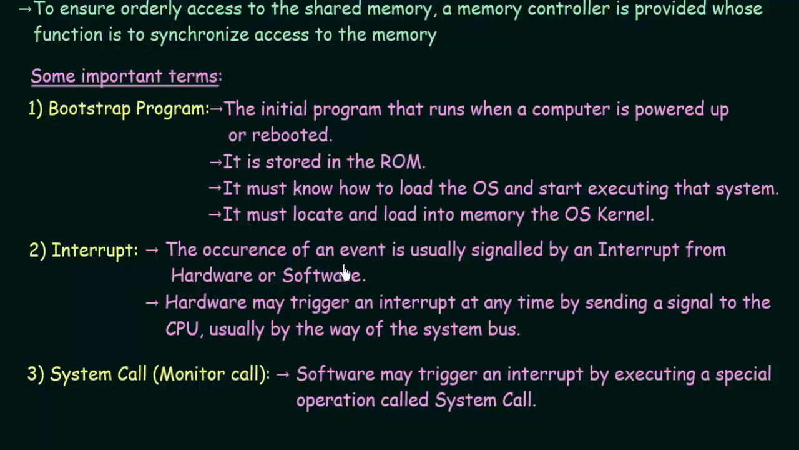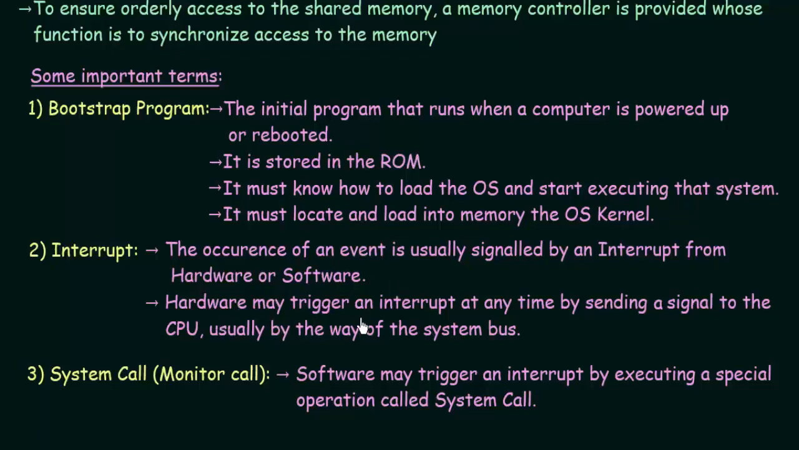The occurrence of an event is usually signaled by an interrupt from the hardware or software. We know that the CPU is always working, it is doing some work, and when the CPU is doing that work, sometimes the hardware or software may interrupt the CPU. It may come and tell the CPU: wait, just wait with whatever you are doing and please execute this task that I am giving you. This is more important. So the CPU has to stop and execute that task which comes up, and that is known as an interrupt.